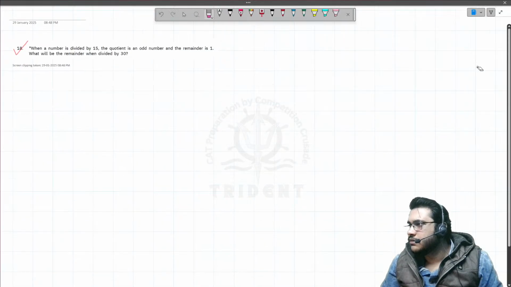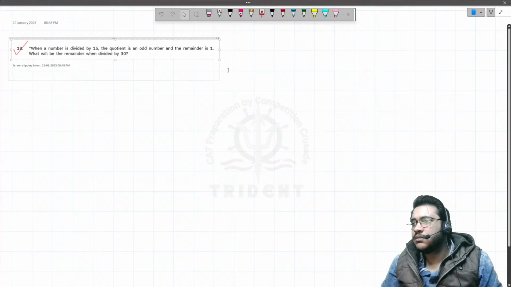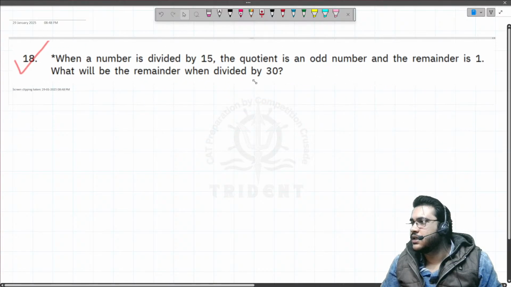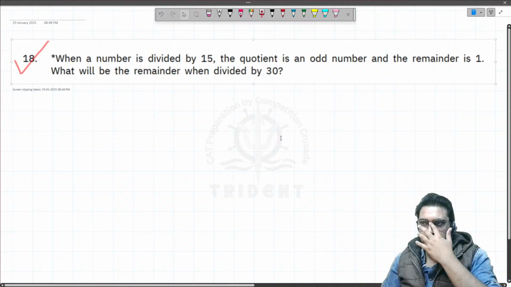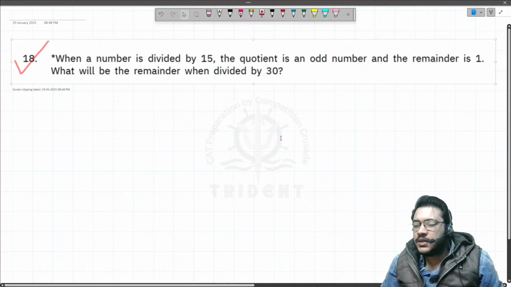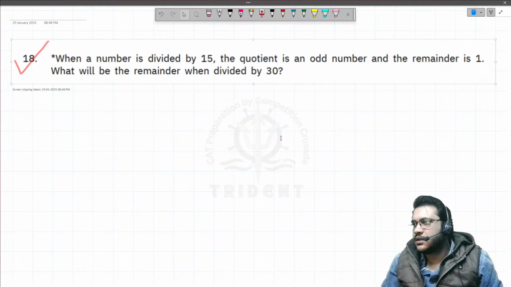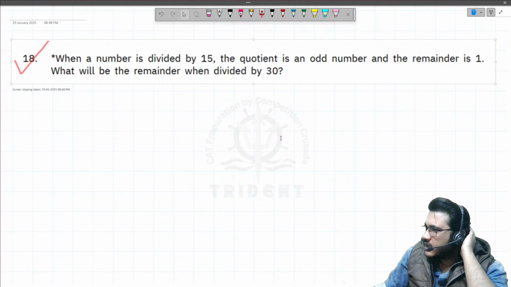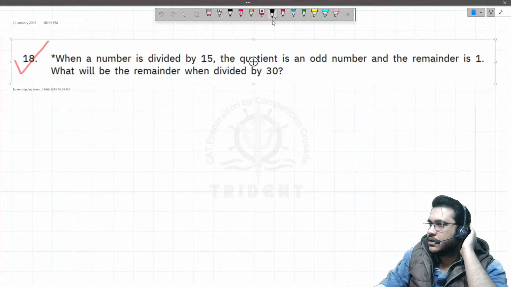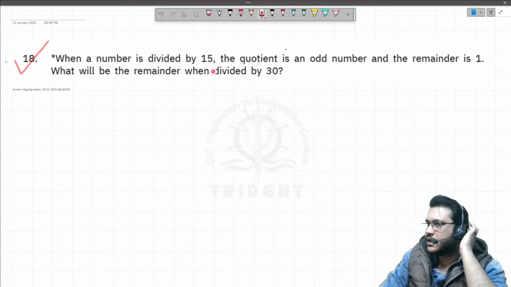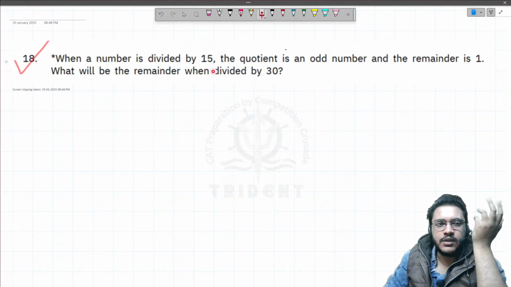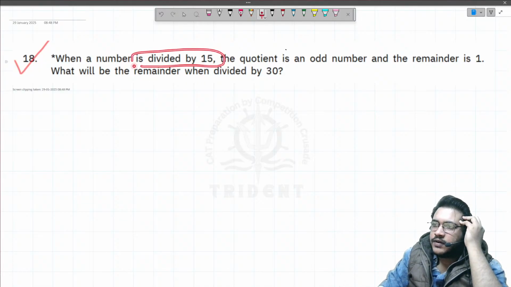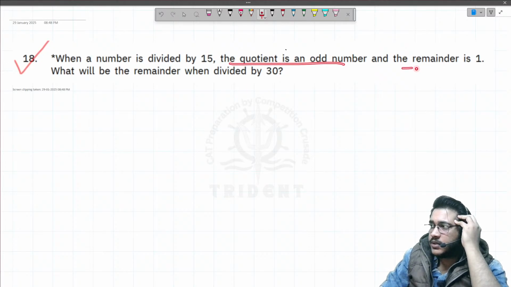I have a question which, although it may seem easy to people who are studying decently for your aptitude exam, may be a little challenging to somebody who is, let's say, a newbie. So this says a simple question: when a number is divided by 15, the quotient is an odd number. I'm not going to solve it. I'm just keeping this question as a kind of referral homework for anybody who cares to listen to me or watch the recording. So a number when divided by 15, quotient is an odd number, remainder is 1.